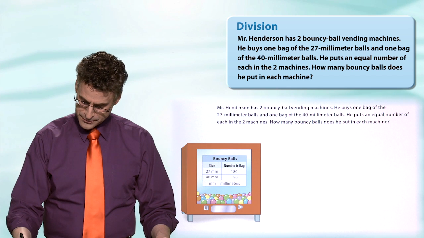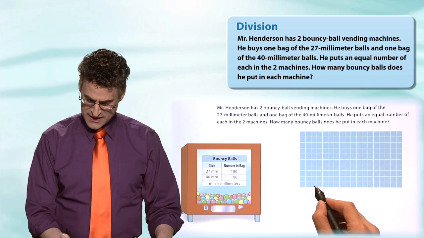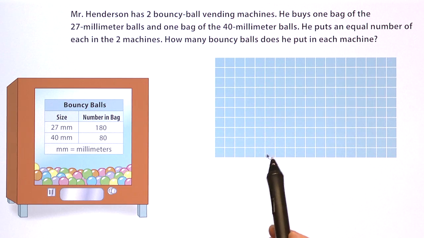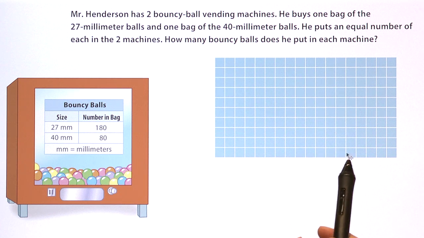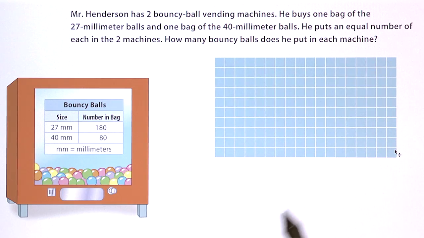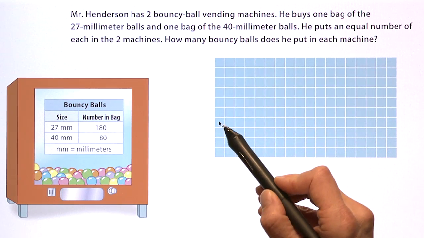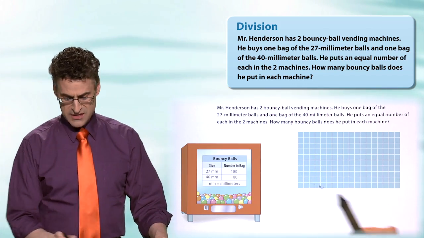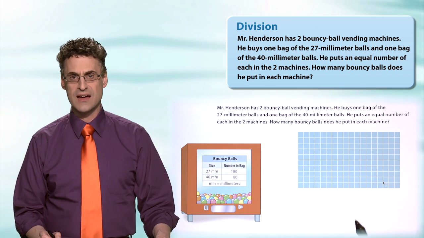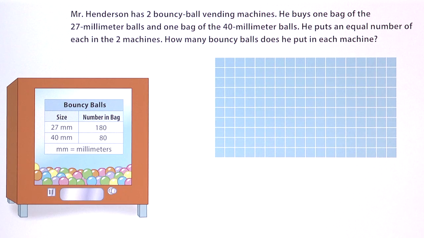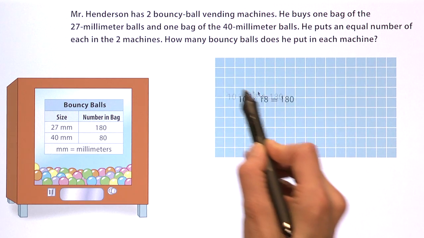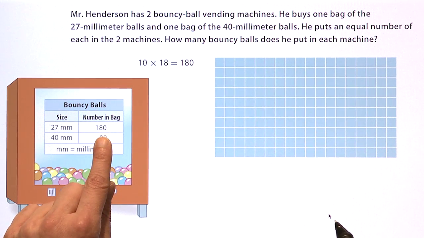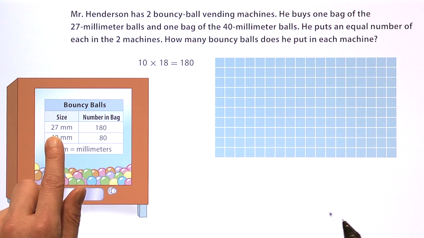We could model this just like this. Check it out. This represents 180. Let's see for ourselves. 1, 2, 3, 4, 5, 6, 7, 8, 9, 10, 11, 12, 13, 14, 15, 16, 17, 18. So we have 18 this way, and this way we have 1, 2, 3, 4, 5, 6, 7, 8, 9, 10. So I have 18 and 10. So the area of this, or the number of little squares I have, is 18 times 10, which is 180. So this area has 180 total, which is going to model the 180 in the bag of the 27 millimeter bouncy balls.